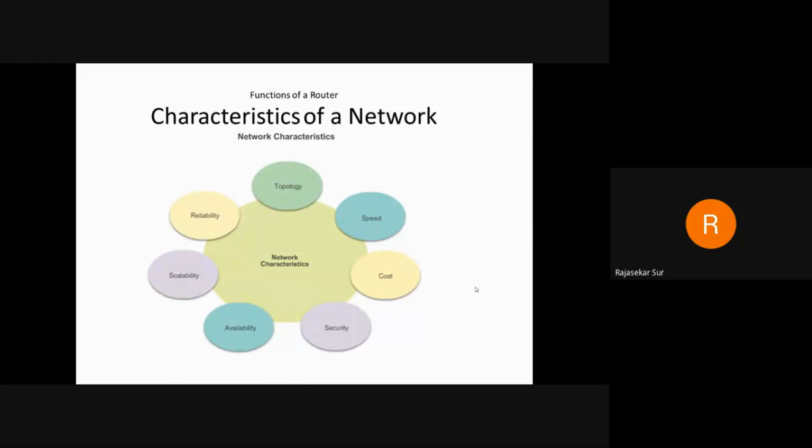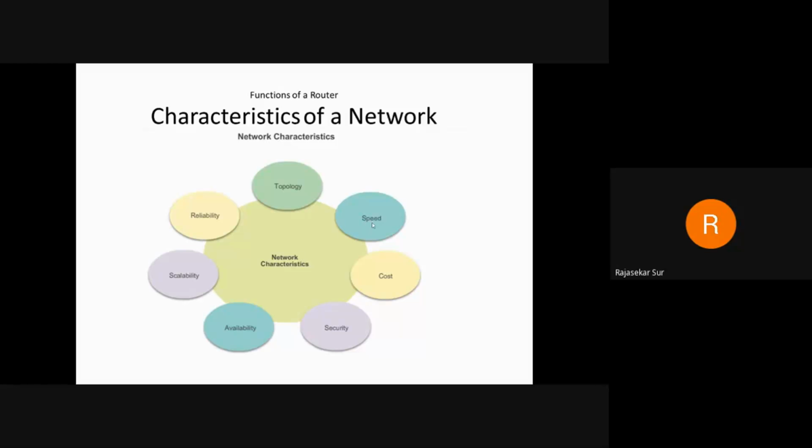Characteristics means there are so many things available. You can see the first characteristic is topology. Topology means how your network is arranged. There are different types of topologies available. In the previous semester, we studied about this: star topology, ring topology, bus topology. So topology is one of the important characteristics of a network.